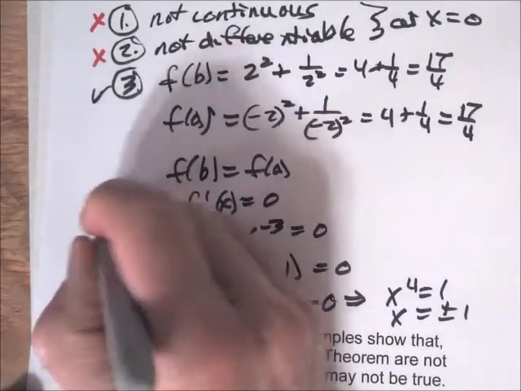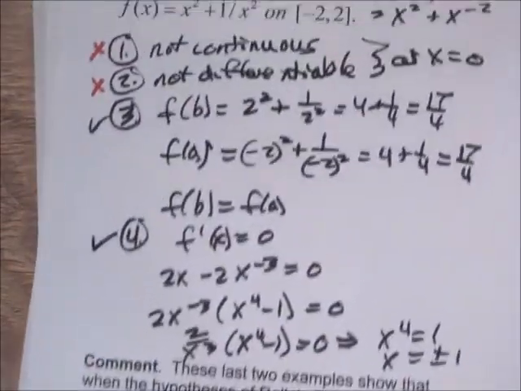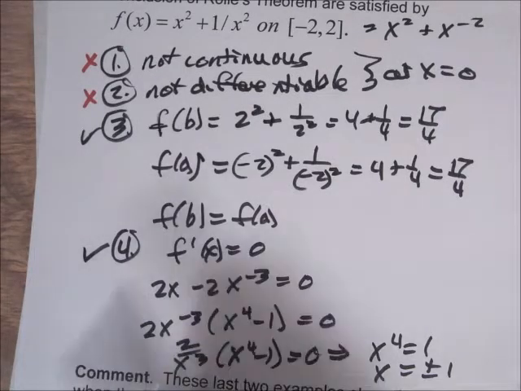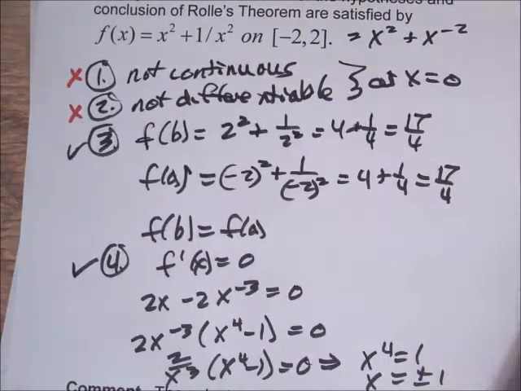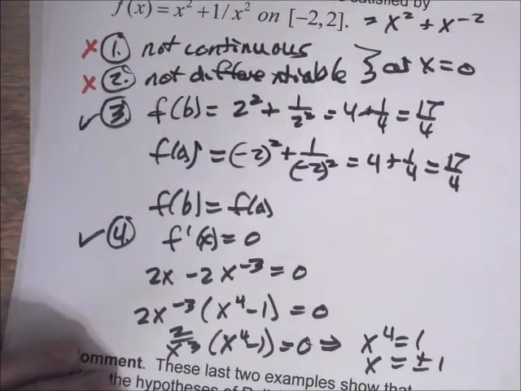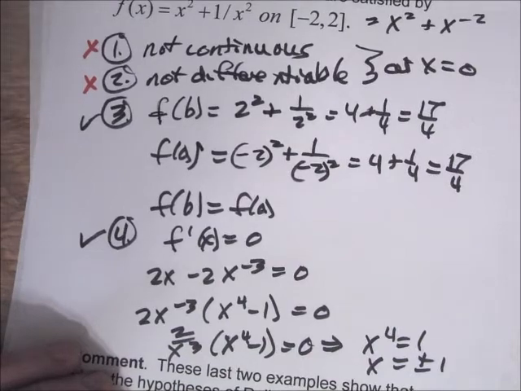So the conclusion is satisfied, even though the hypotheses are not. So if the hypotheses are not satisfied, then the conclusion may or may not be satisfied. We've seen that in the last two examples: one example where it was, and one example where it wasn't.